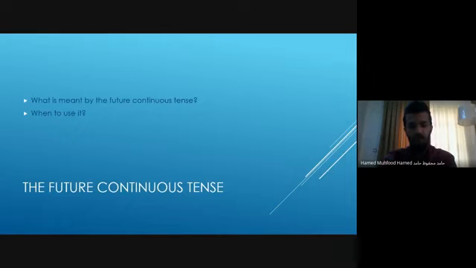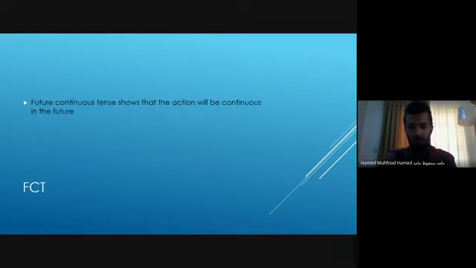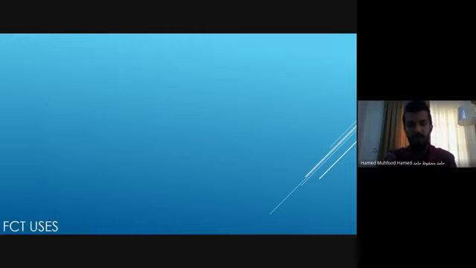Now, since we are talking about the future continuous tense, it means that we are talking about an action that will be in progress during a specific period of time in the future, right? That we are talking about something that will take place, an action that will take place and it will continue for an expected length of time, an expected period of time, right?